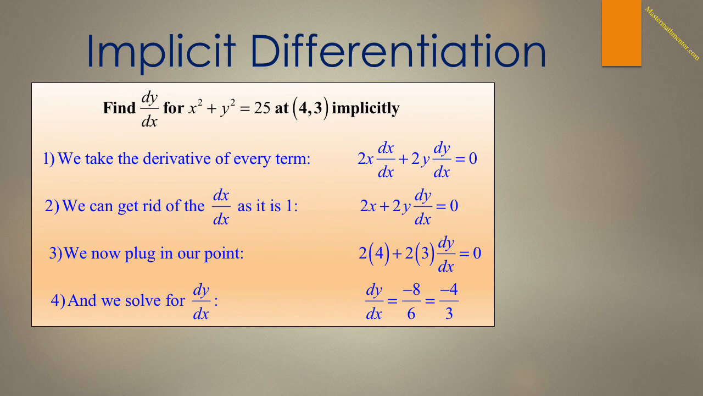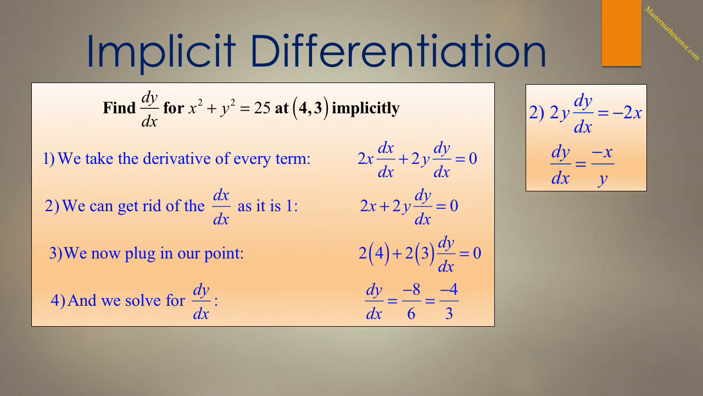We now plug in our point, which is (4, 3), getting 2 times 4 plus 2 times 3 dy/dx is equal to 0. And now we can solve for dy/dx, which is equal to negative 8 over 6, or negative 4/3, the same result we got on the previous slide.